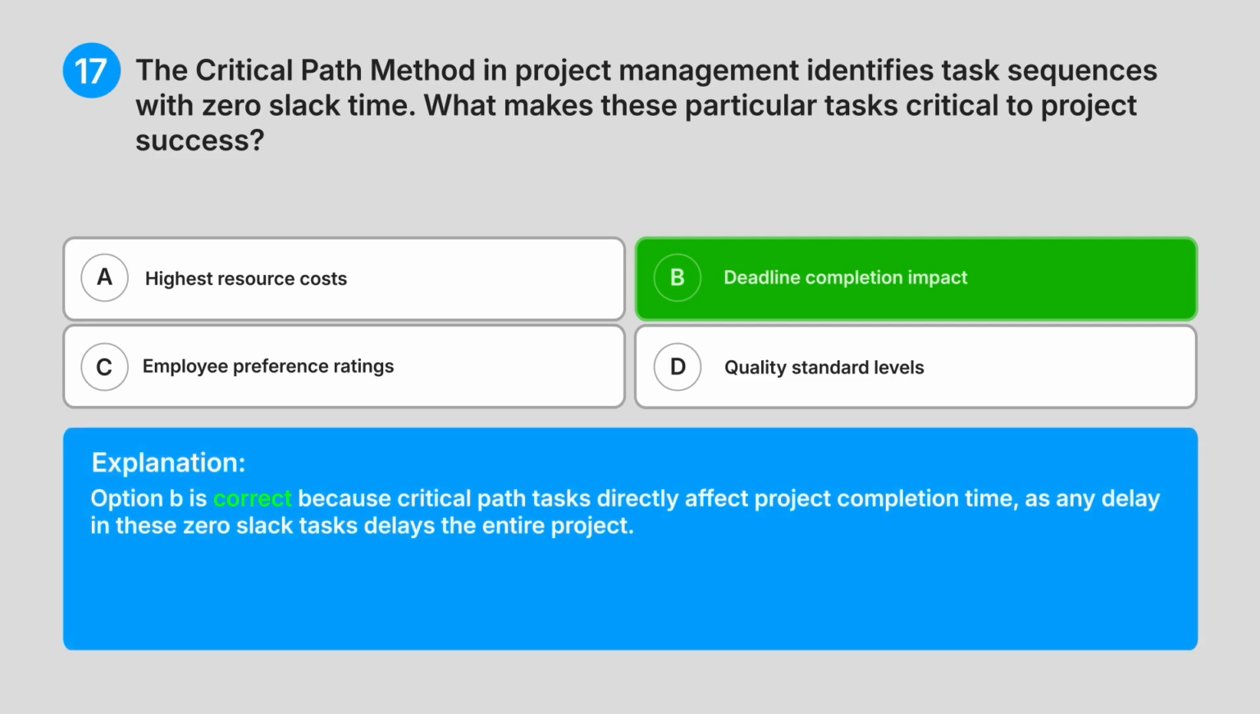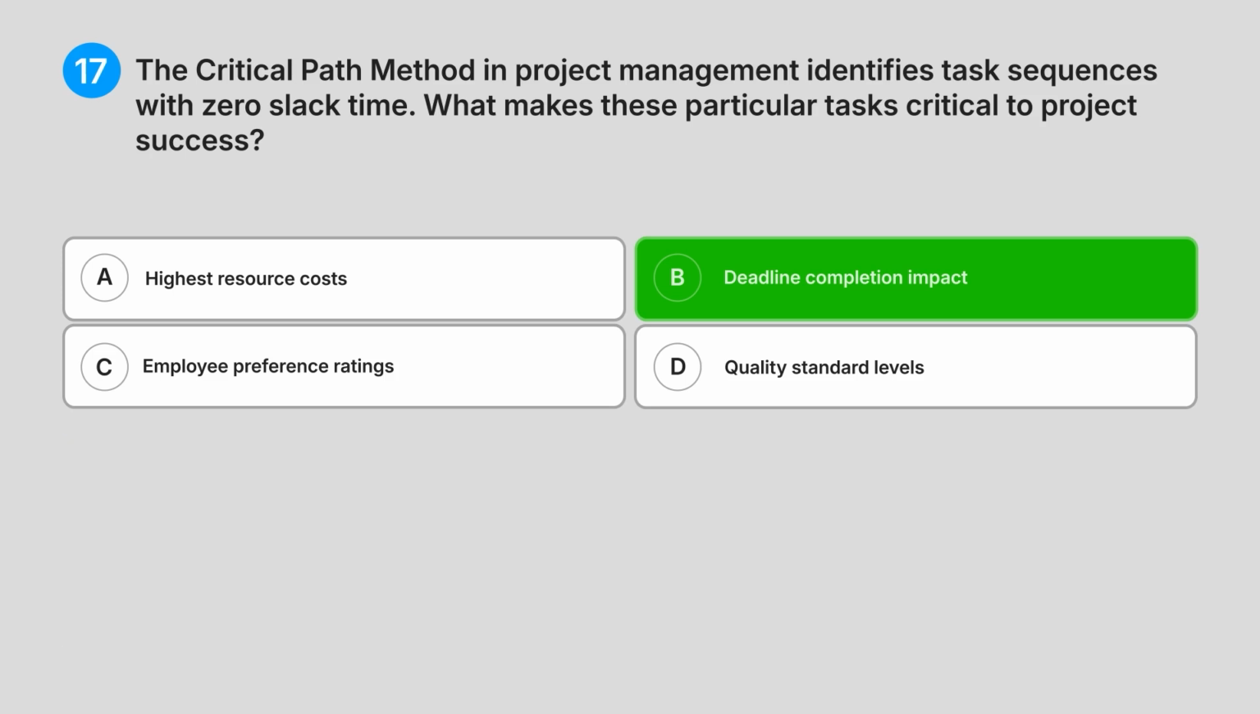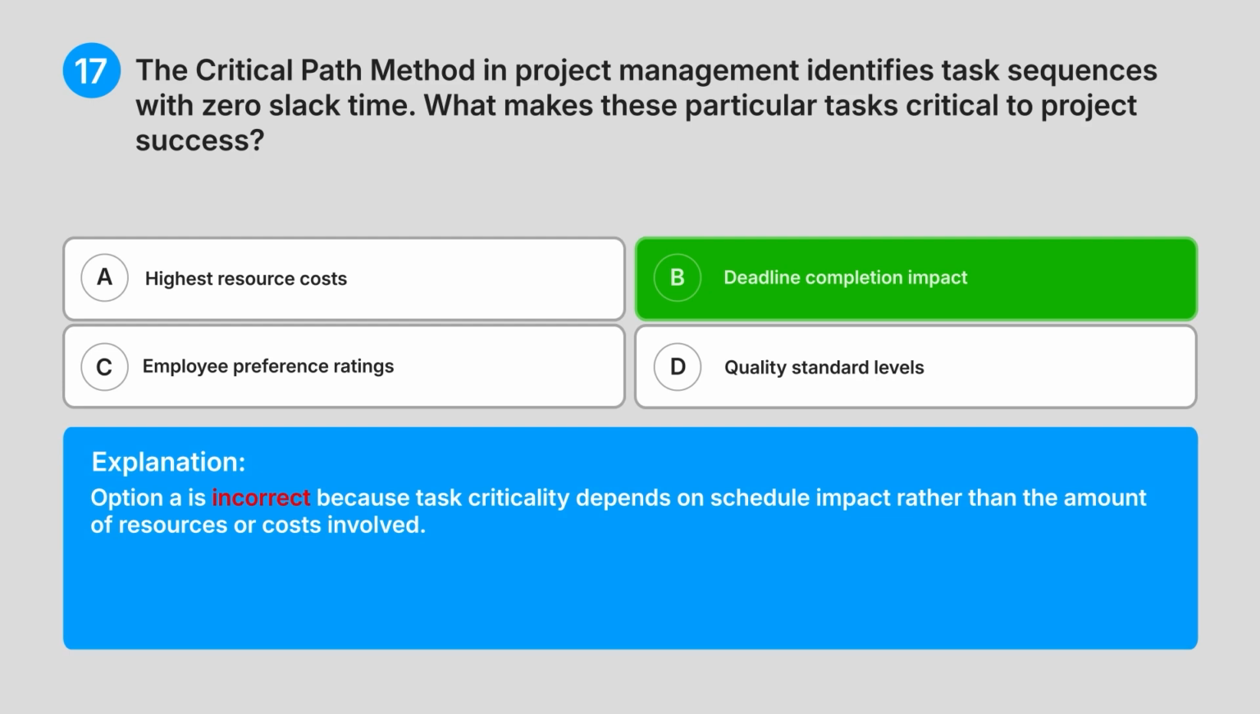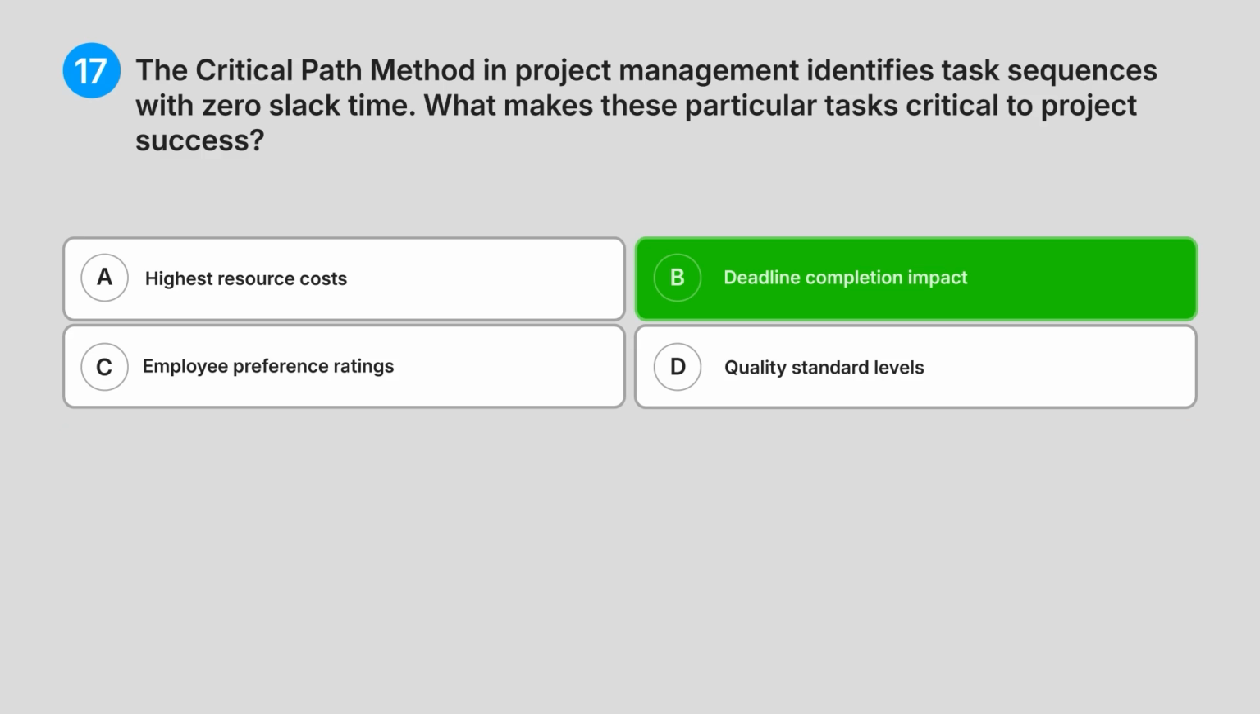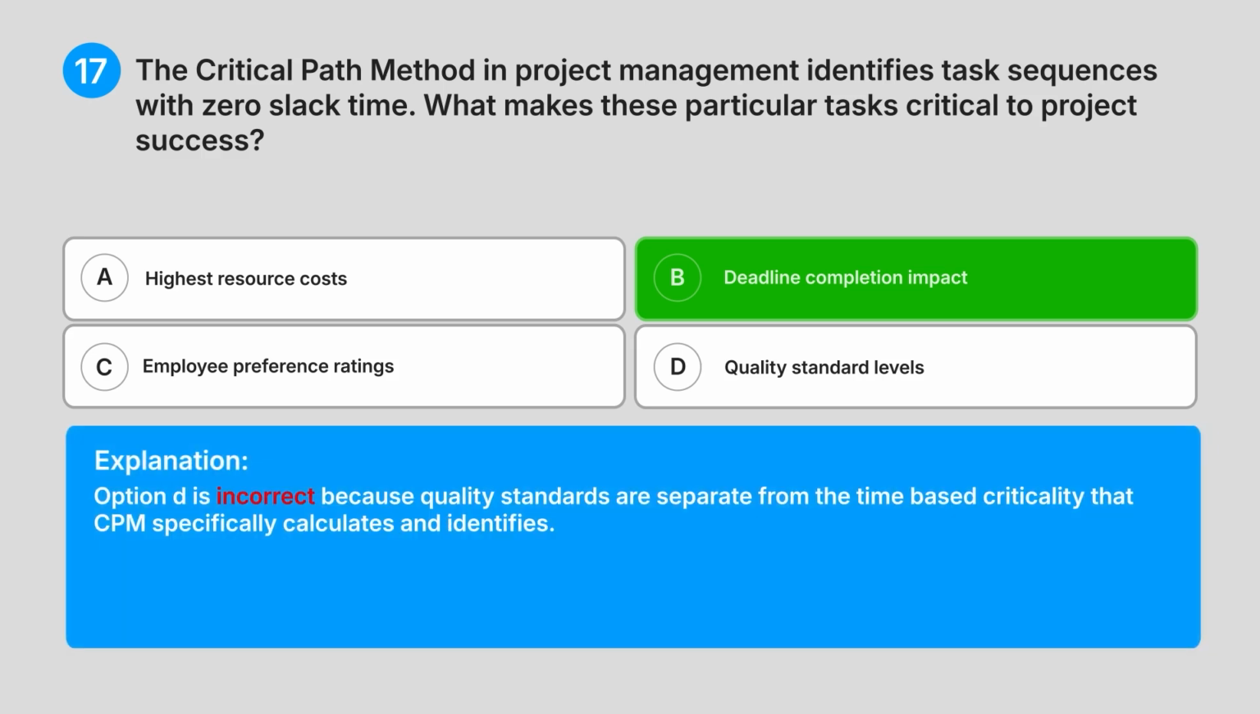Explanation. Option B is correct because critical path tasks directly affect project completion time, as any delay in these zero slack tasks delays the entire project. Option A is incorrect because task criticality depends on schedule impact rather than the amount of resources or costs involved. Option C is incorrect because employee preferences don't determine which tasks are critical to meeting project deadline requirements mathematically. Option D is incorrect because quality standards are separate from the time-based criticality that CPM specifically calculates and identifies.